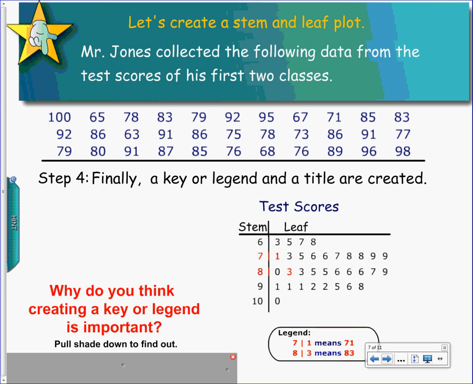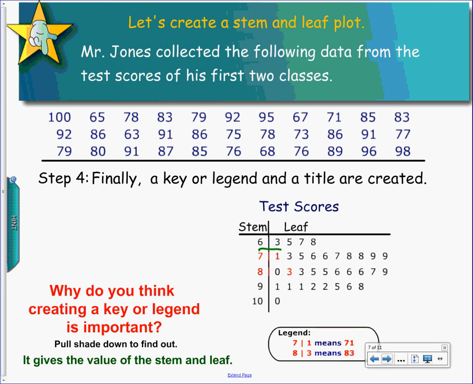Step number 4, finally, a key or legend and a title are created. We talked about why we think a key or a legend is important. And I said, well, if I had just shown you the stem and leaf chart, would you know that 6 and 3 means 63? And most of them are like, no, that wouldn't. That's not where our brain would jump. So that's why we need the key to show us which one it is. Which is what that says. Gives the value of the stem and the leaf.